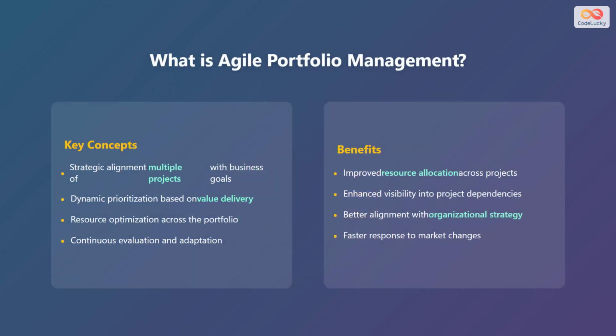Agile Portfolio Management involves key concepts like strategically aligning multiple projects with overall business goals, dynamically prioritizing projects based on the value they deliver, optimizing resource allocation across all projects, and continuously evaluating and adapting to changes. Some of the benefits of Agile Portfolio Management include improved resource allocation across the projects, enhanced visibility into how projects are related to each other, better alignment with the goals of the organization, and quicker response to market changes.